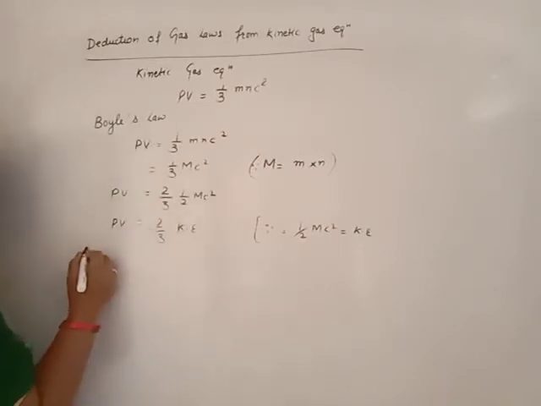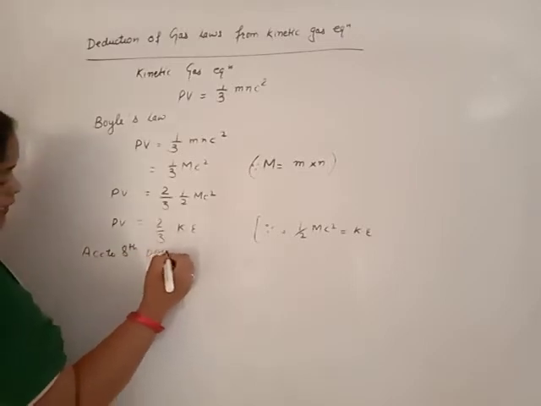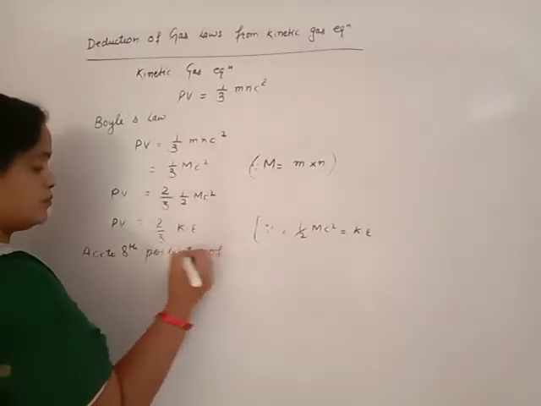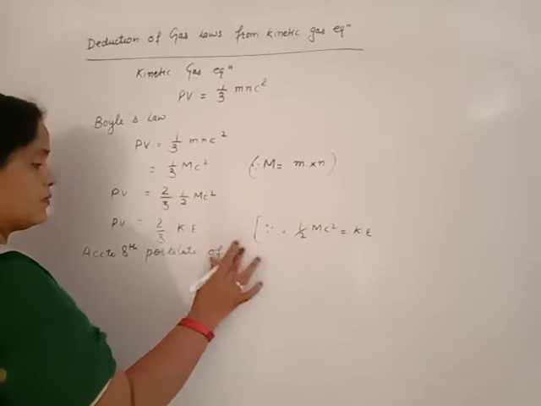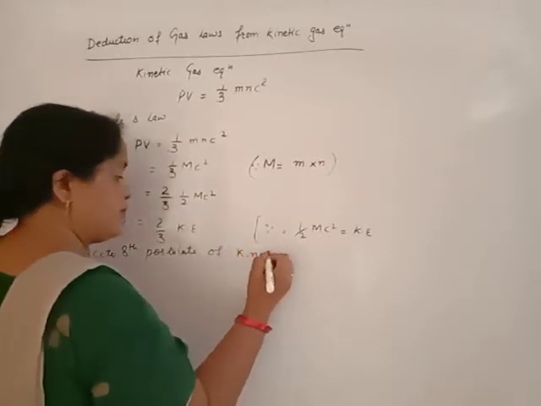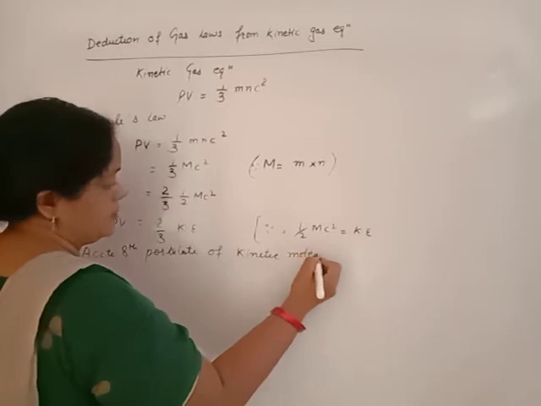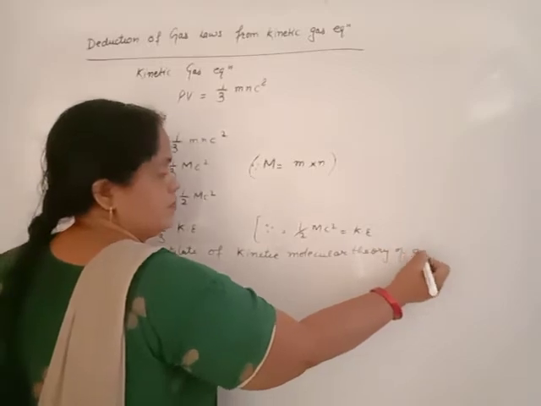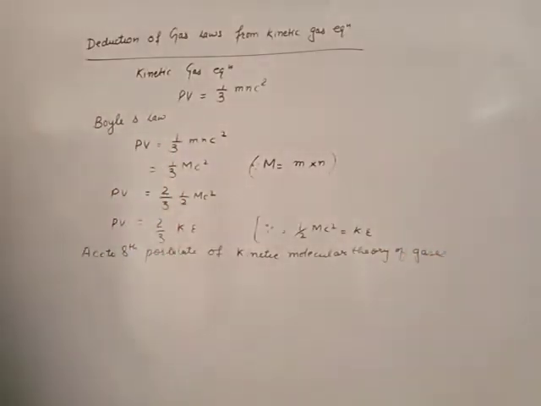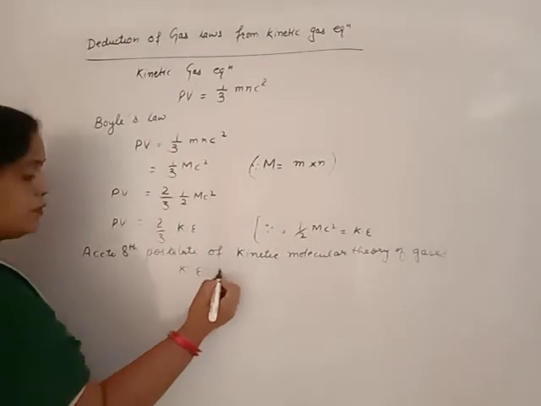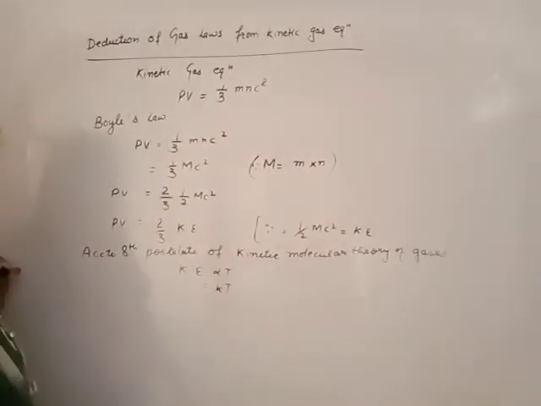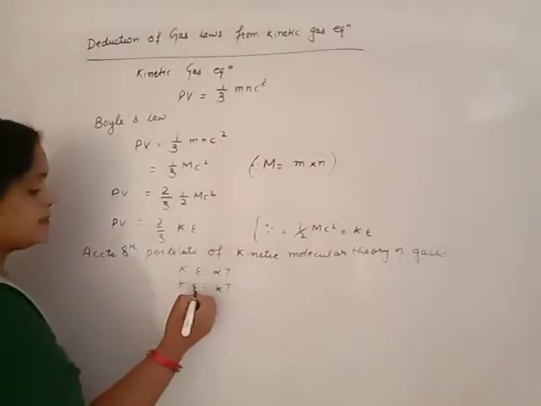According to the eighth postulate of the kinetic molecular theory of gases, kinetic energy is directly proportional to absolute temperature. To remove the sign of proportionality, it is represented by K, where K is the constant of proportionality. So kinetic energy is this one.